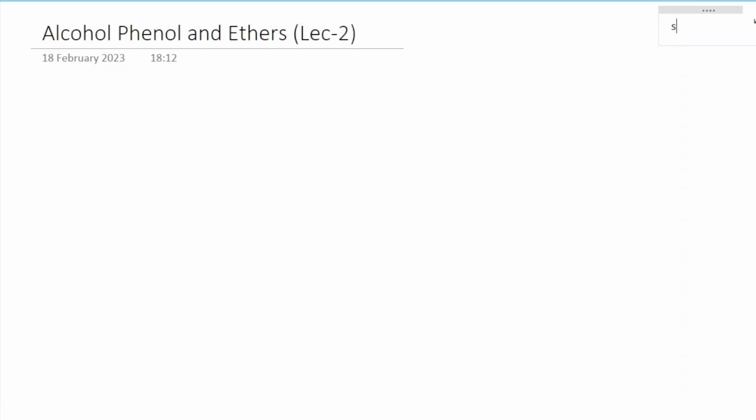In the previous lecture we have discussed up to preparation of phenols and preparation of ethers, and various physical properties and chemical properties we have just started. We have done with their reaction with metals and reaction with NaOH. So let's begin here with acidity of alcohols.